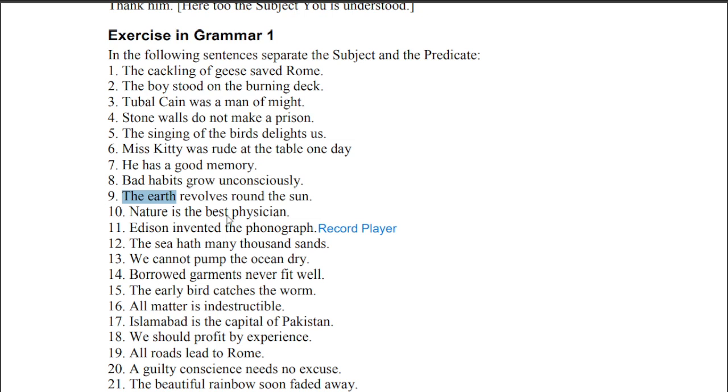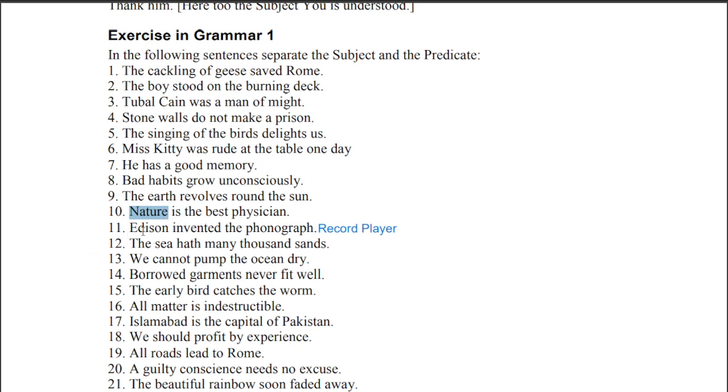Nature is the best physician. First, a thing has been named by "nature," so nature is the subject, and then something is being said about nature, and that is indicated by "is the best physician." So, is the best physician is the predicate, nature is the subject.